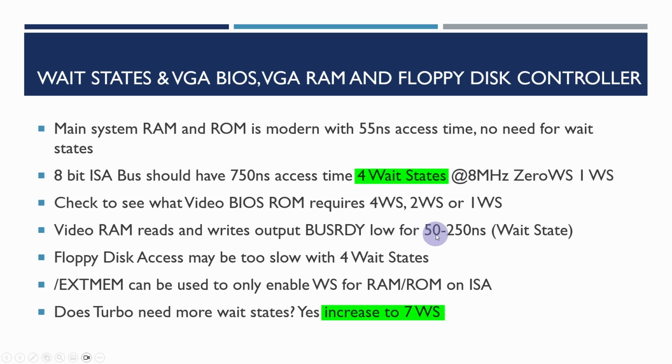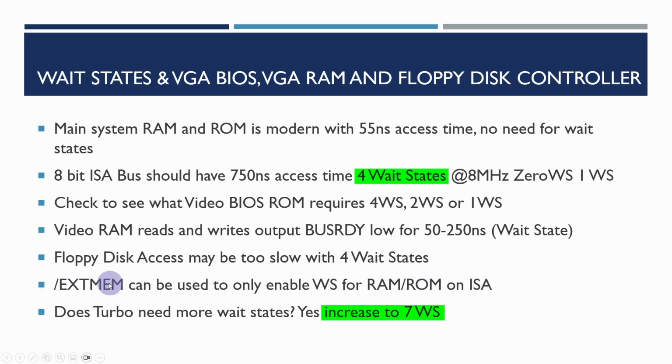So that's something to look at with the second video card. Now, floppy disk access may be too slow with these 4 wait states. That's something I'll have to check, but it looks like it's actually okay. So I've removed some of the no operation codes I had in the floppy disk code previously, because now the disk accesses are taking a bit longer, and so some of these timing issues have gone.